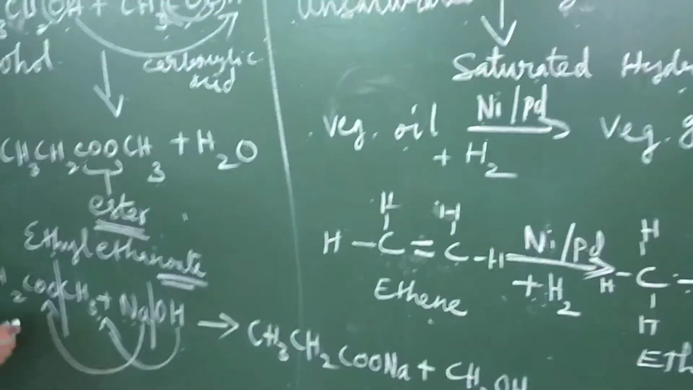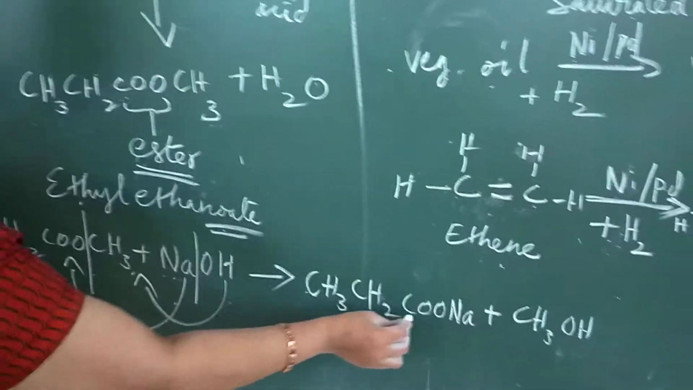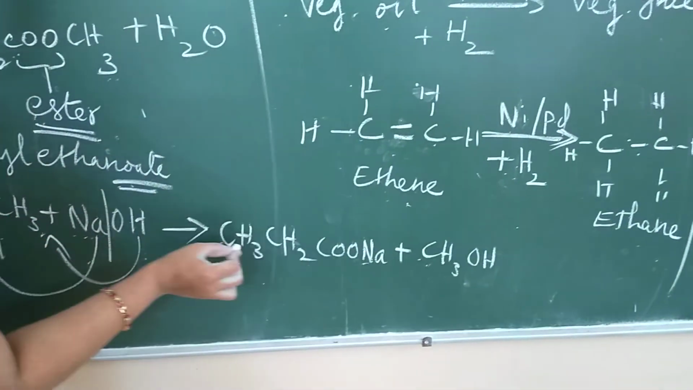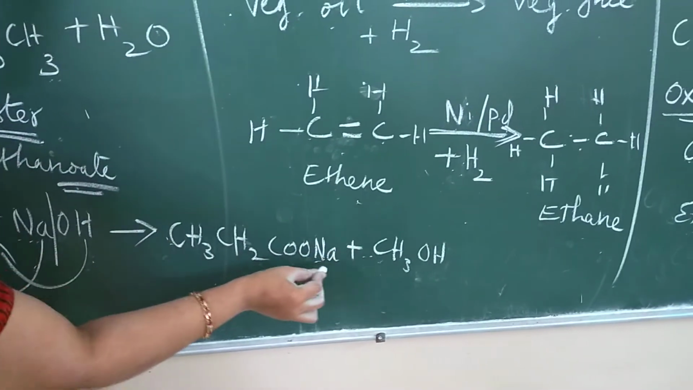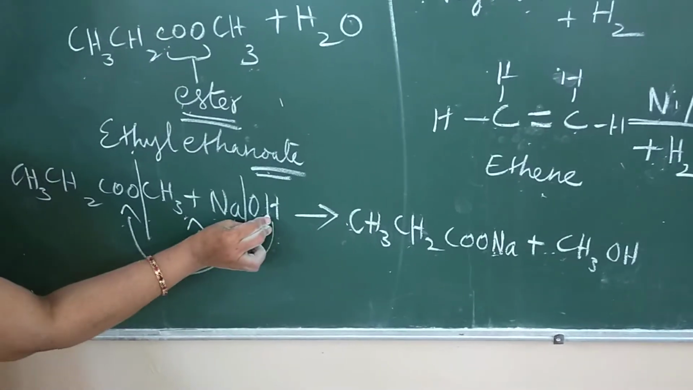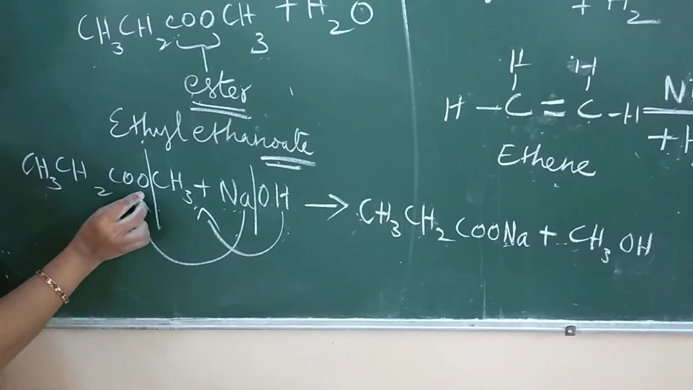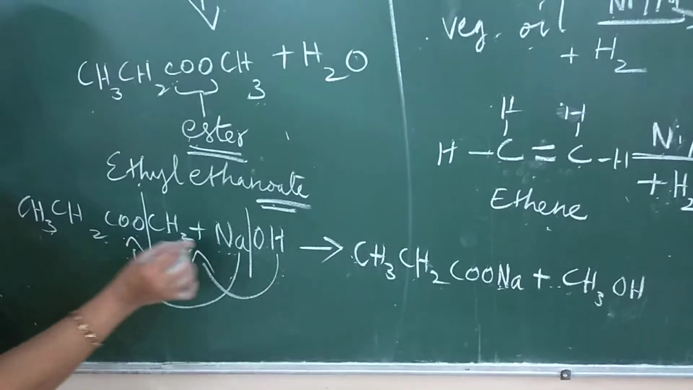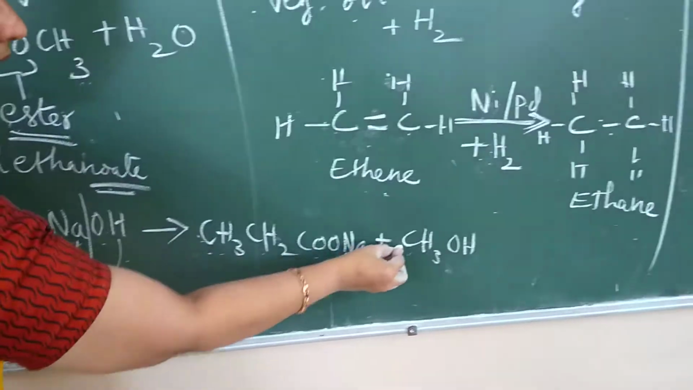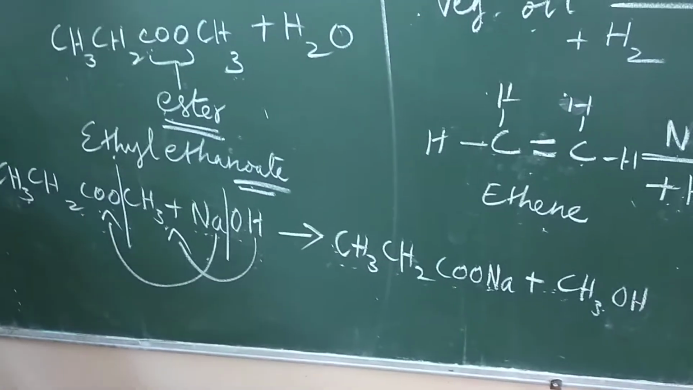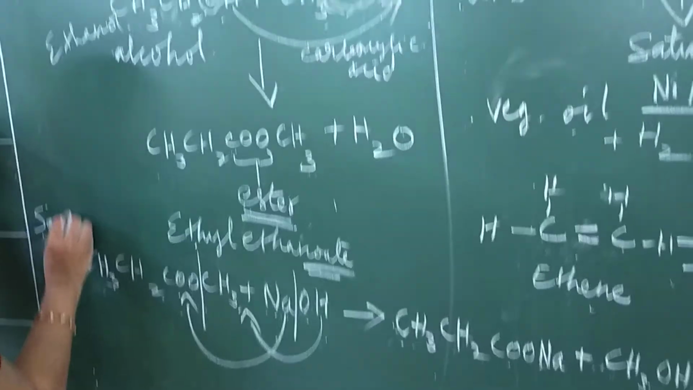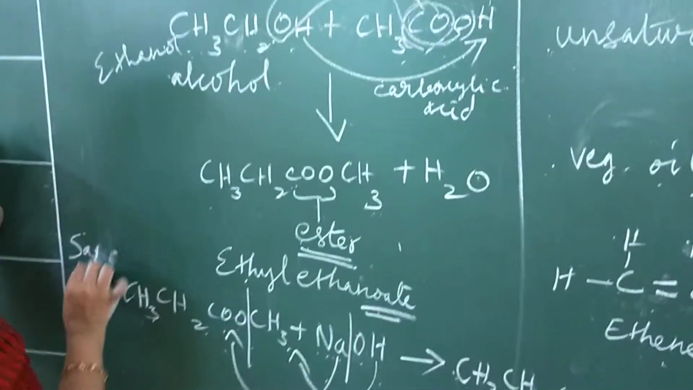Here what is formed? One salt and alcohol. Sodium salt of acid and alcohol. Why sodium salt of acid you have taken? Sodium hydroxide with what? Ethyl ethanoate. Ethyl ethanoate ester react with base to give sodium salt of acid and alcohol. So that it is known as saponification reaction.